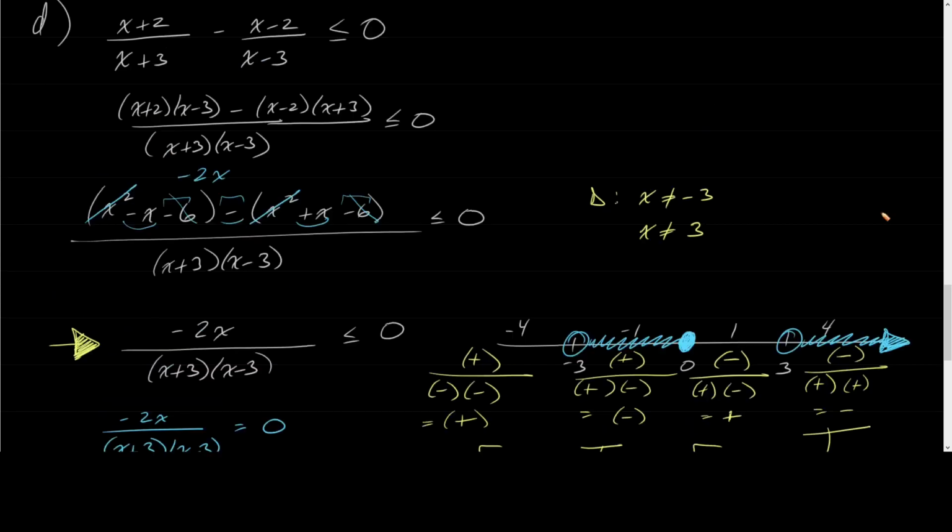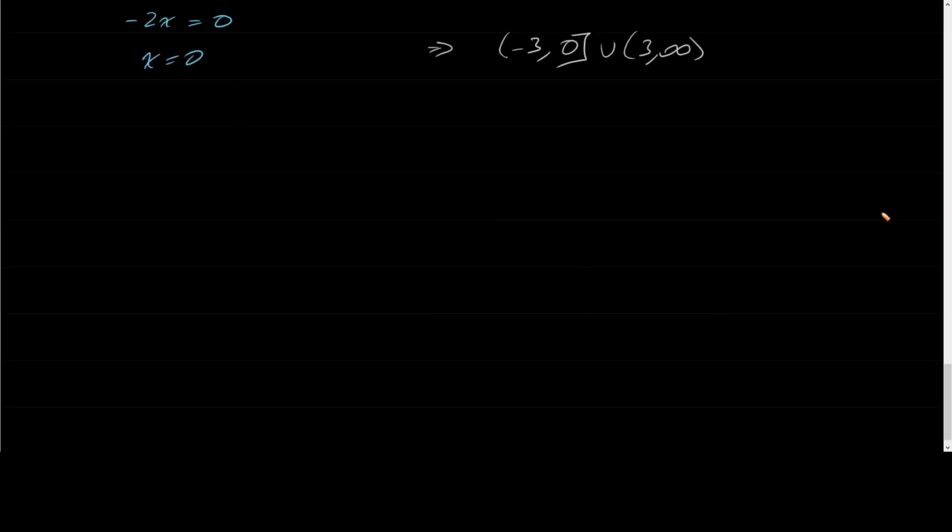Cool. Let's do another one. So that was D. E. Let's say that I had something like 4x minus 1 over x minus 6 is greater than or equal to x minus 2 over, sorry, over 2x plus 3.